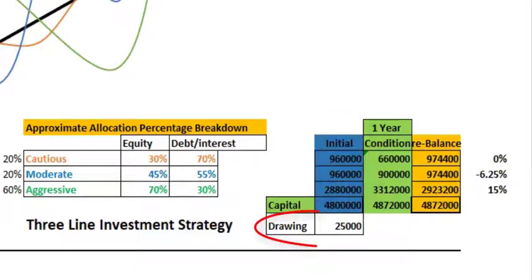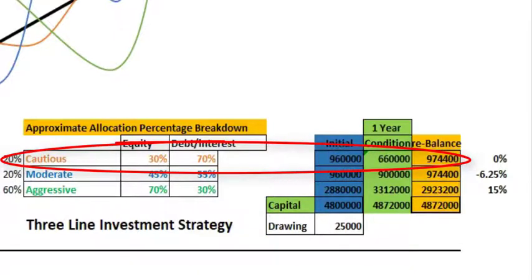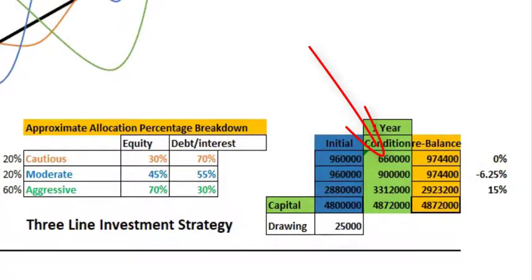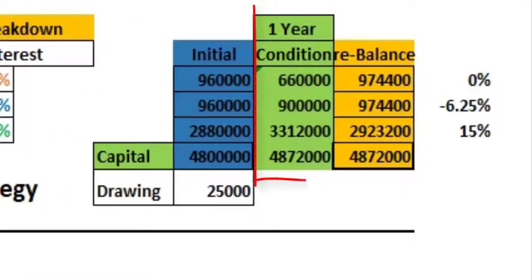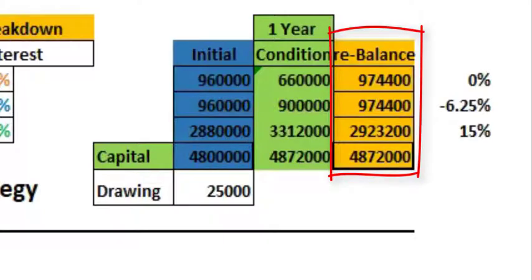The client needs 25,000 Rand a month, 300,000 Rand per annum as an income. So 300,000 Rand funds are drawn from the cautious line, reducing the fund down to 660,000. The moderate line investment units are down by 6.25%, but the aggressive units are up in their cycle by 15% in our model illustration. So the green column in the table shows us what the funds look like after 1 year before rebalancing, and the orange column shows the values after rebalancing.